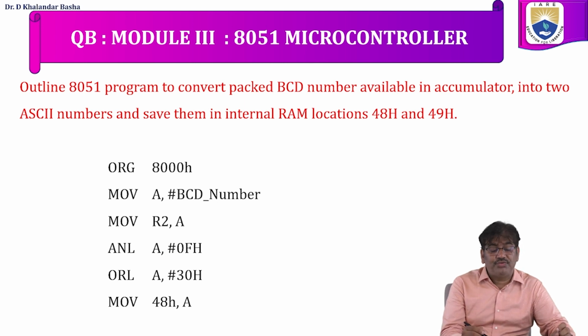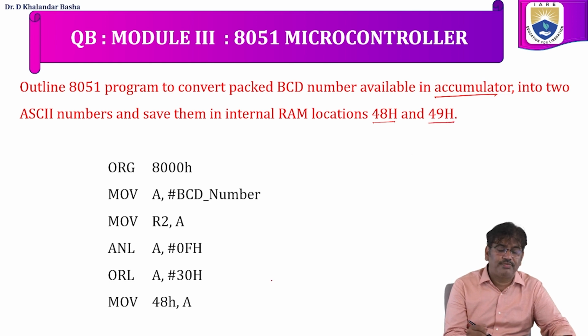Next, write an 8051 program to convert the BCD number available in the accumulator into 2 ASCII numbers and save them in the internal memory locations 48H and 49H. So here we are given a packed BCD number XY. This we want to convert into ASCII digits. One of the data we are going to load in 48H, the second one in 49H.